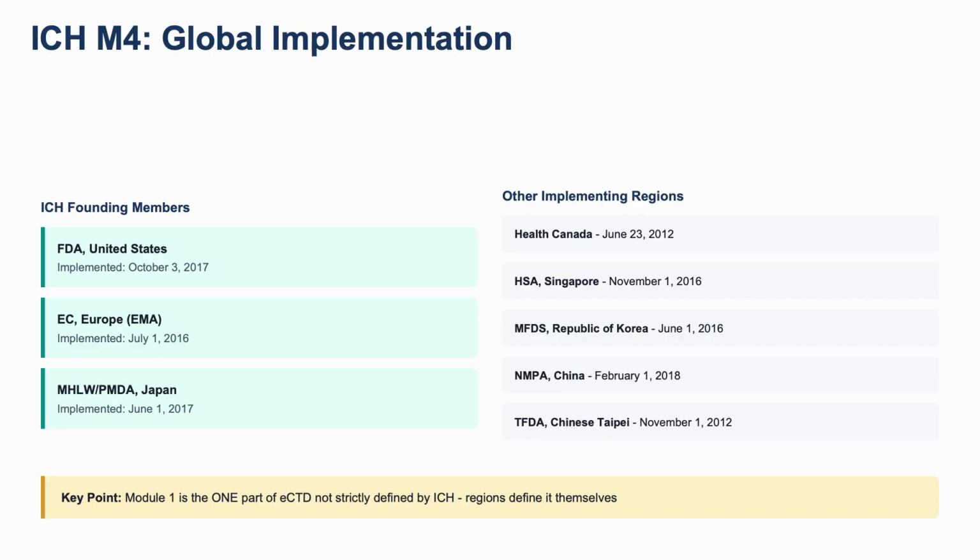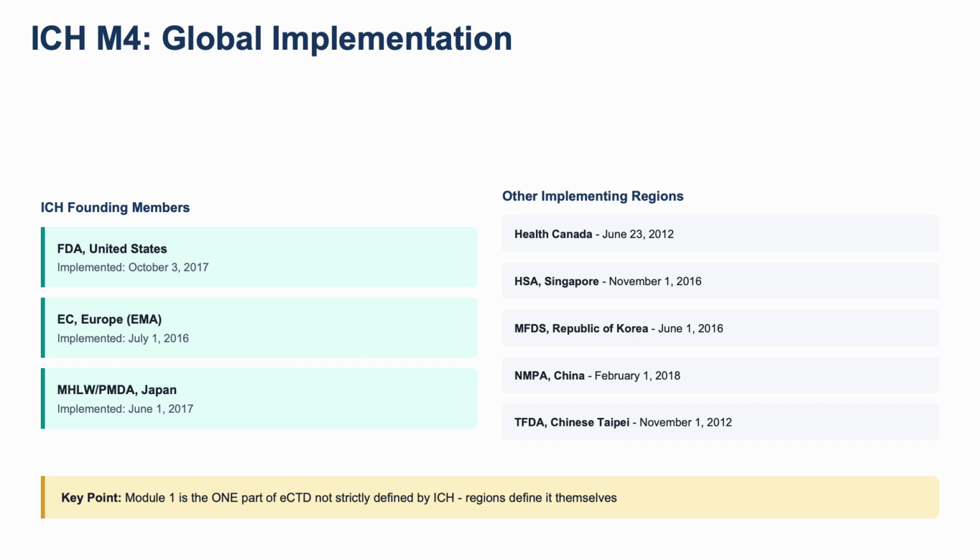ICH-M4 has been implemented globally across many regulatory authorities. The 3 founding ICH members, the United States FDA, European Commission through EMA, and Japan's MHLW through PMDA, have all formally implemented the guidance. The FDA implemented in October 2017, Europe in July 2016, and Japan in June 2017. Other significant regions include Health Canada, which implemented in June 2012, Singapore's HSA in November 2016, Korea's MFDS in June 2016, and China's NMPA in February 2018.